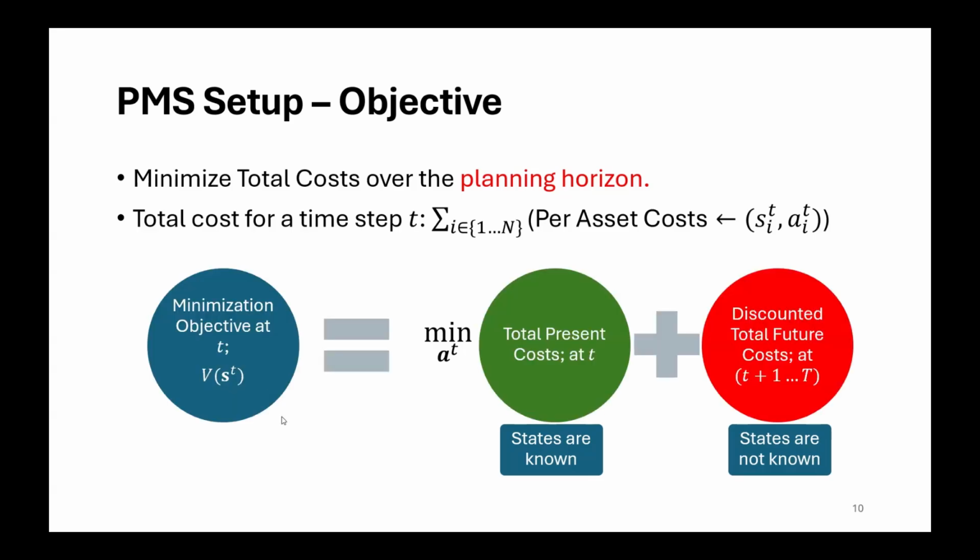So the minimization objective here, V_t, is to minimize over actions the total present costs where the states are known, plus discounted future costs. Here, discounted means that for step 1, we will multiply it by a discounting factor, and step 2 we will multiply by the square of the discounting factor, so on and so forth. So that as we indicate the future costs, the farther the future is, the less it impacts our current objective. So for the discounted future costs, to actually calculate them or even estimate them, we can't do that because the states in the future are not known. Simple as that.